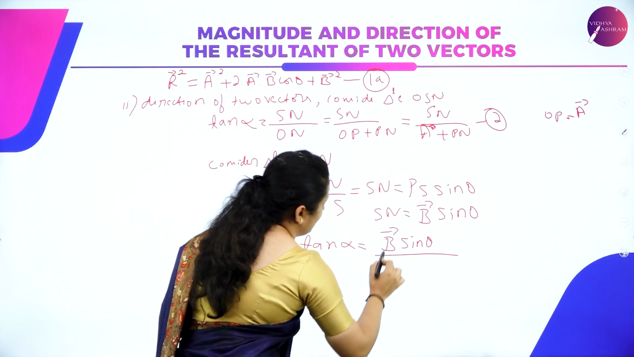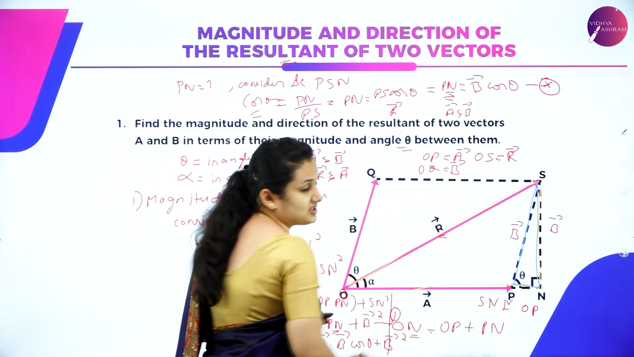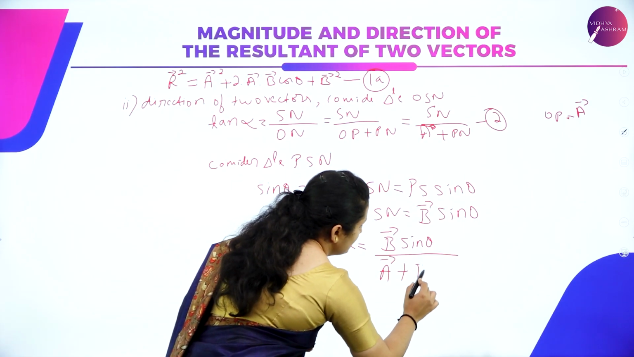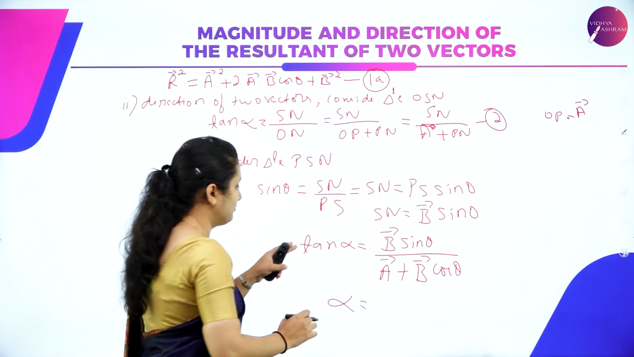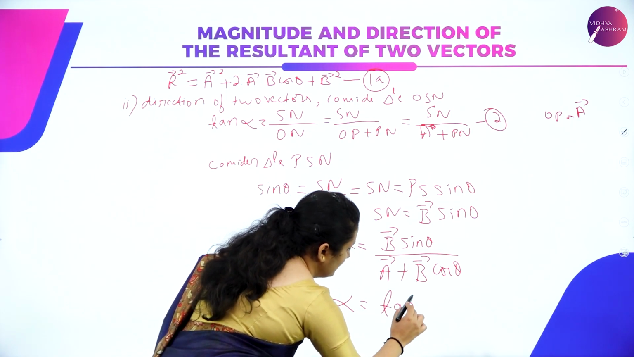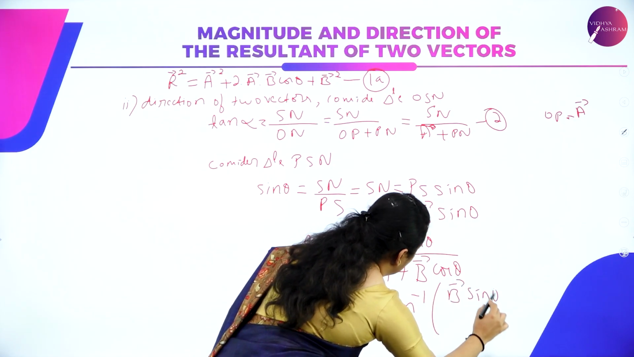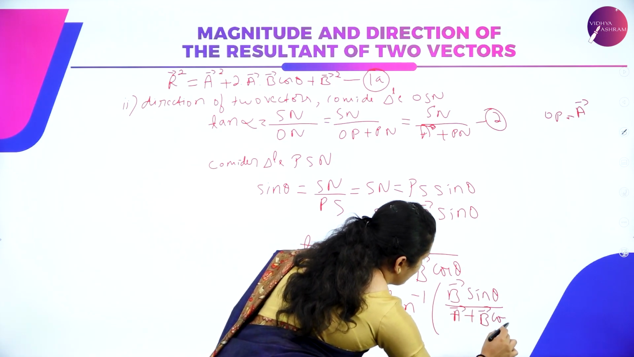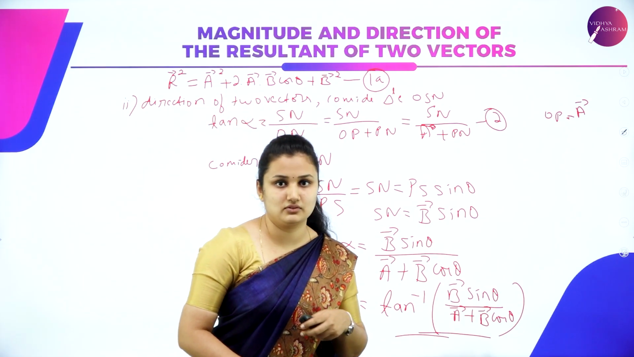What is OP? I know it is vector A. Plus what is PN? It is B cos theta. From the star equation we know PN is equal to B cos theta. So if I want alpha, when tan goes to the RHS, it will be tan inverse, from trigonometry. It will be tan inverse of B sine theta divided by vector A plus vector B cos theta. So this is the equation for finding the direction of two vectors.